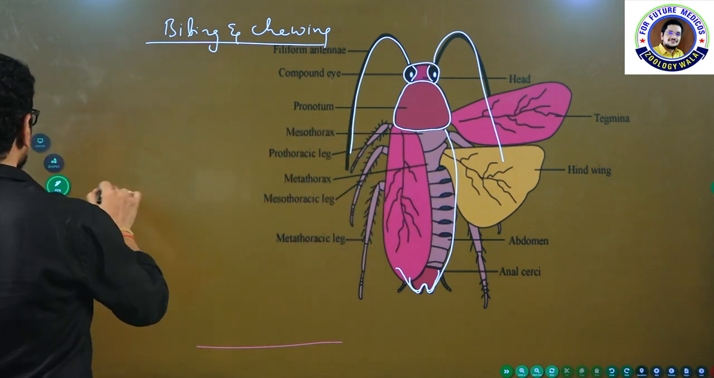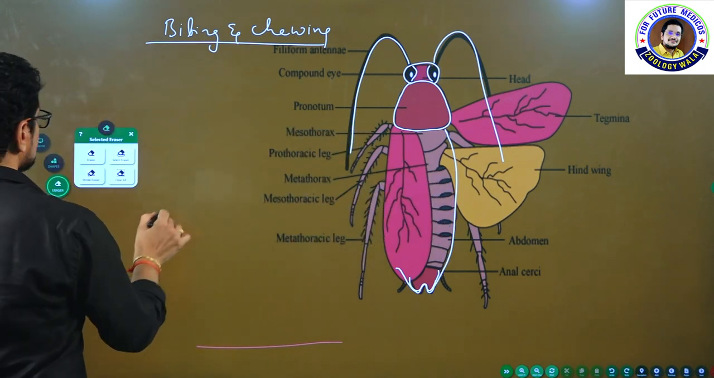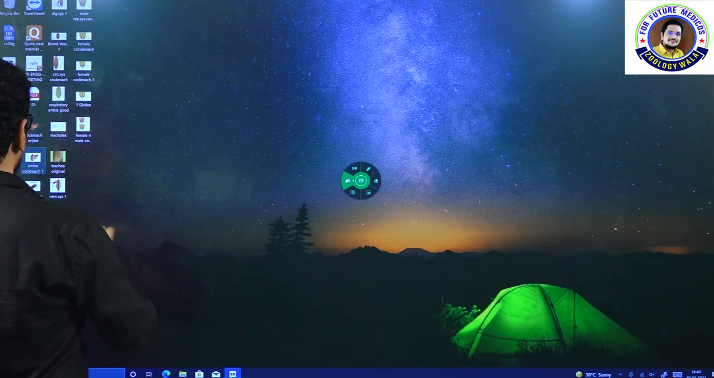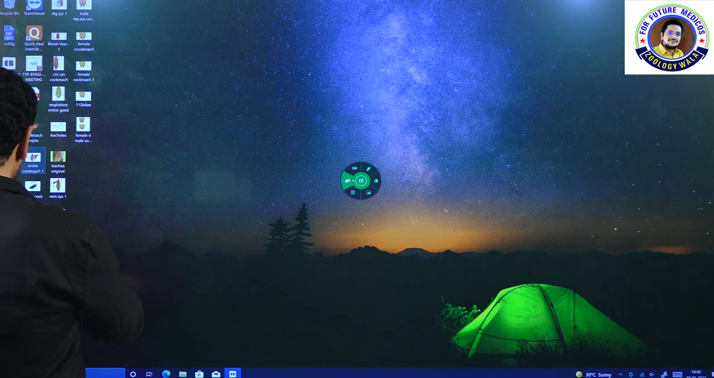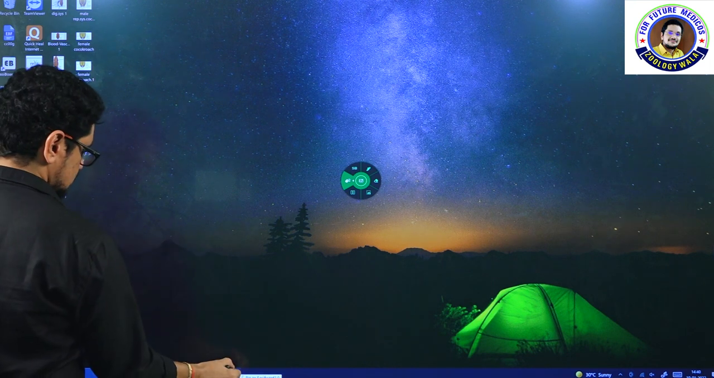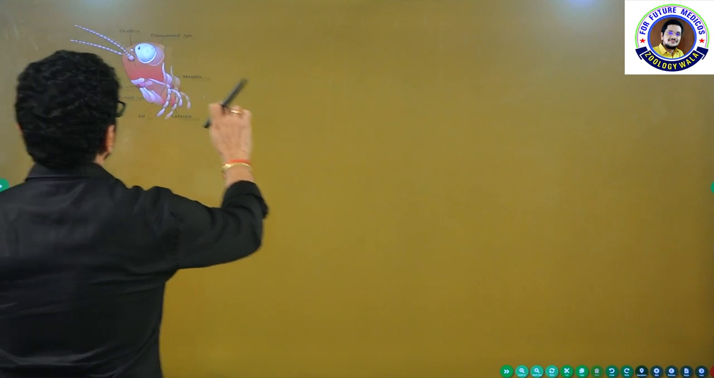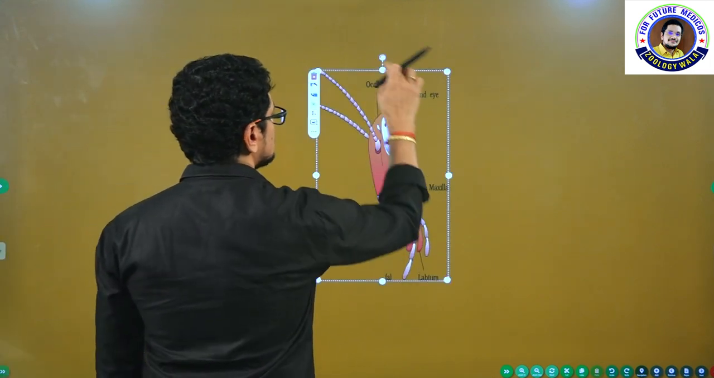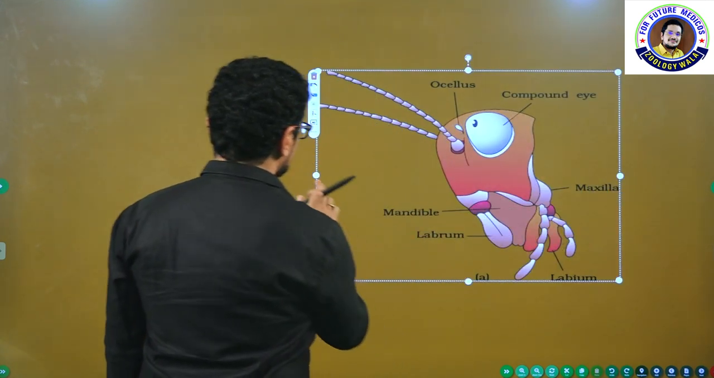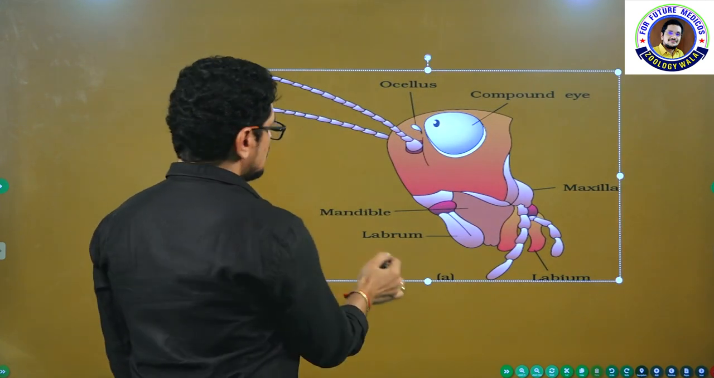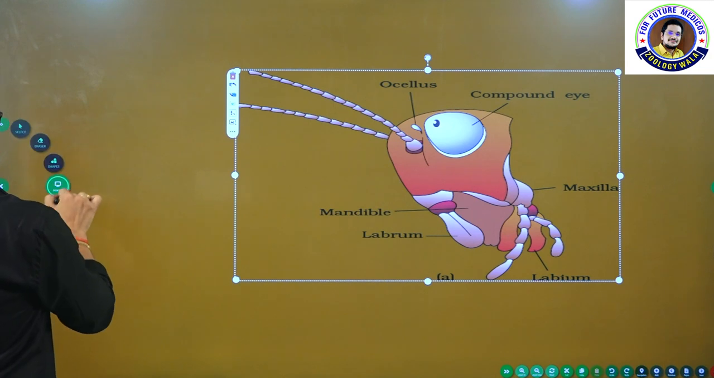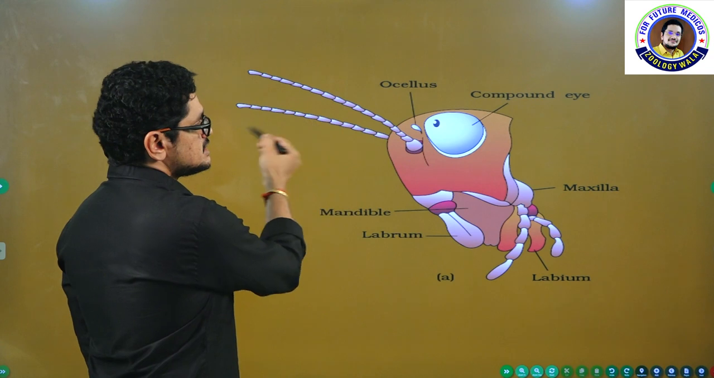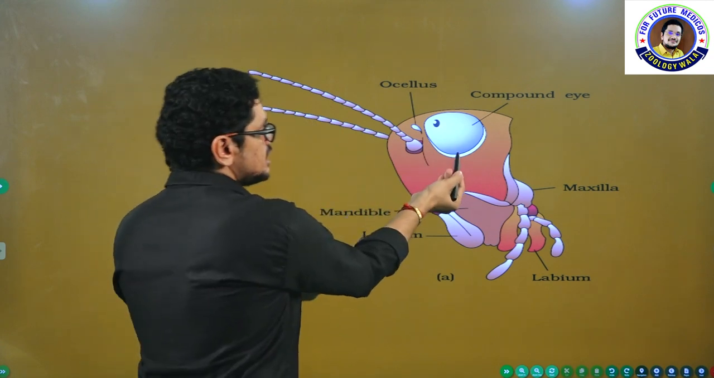Now I am going to take another diagram for the sake of head region to explain. Now see the head region of cockroach. That's it. So this is the head of cockroach. Okay, hope so it is visible. And now these are the antennae, segmented structure. Antennae are present in front of eyes.